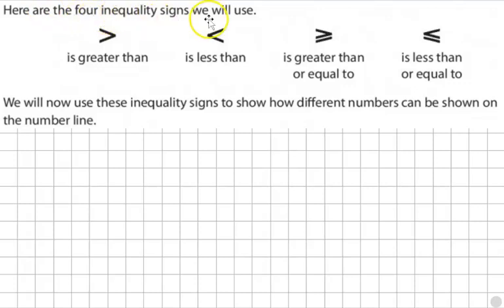Here are the 4 inequality signs we will use. So this one here represents is greater than. This one represents is less than. And a handy way to remember which is that this looks like a capital L, a squished capital L. This one represents is greater than or equal to. And the last one here represents is less than or equal to. We will now use these inequality signs to show how different numbers can be shown on the number line.